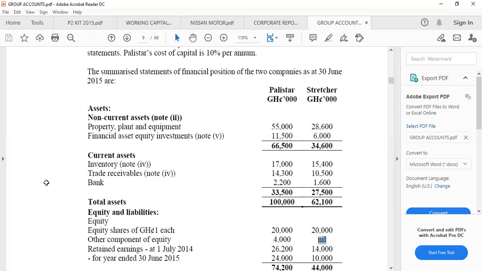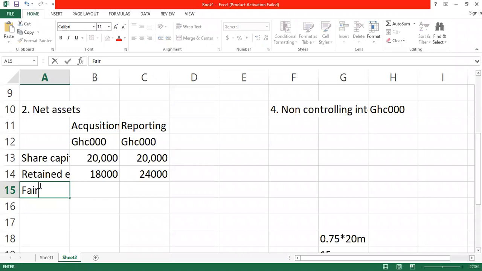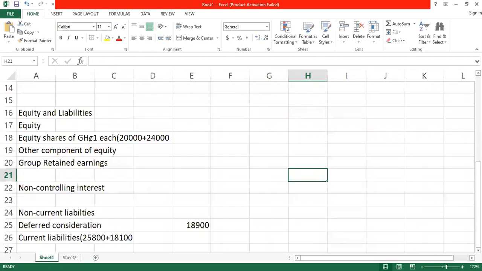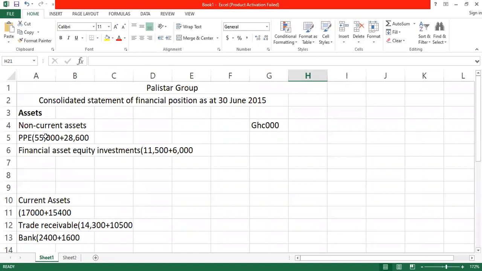So what we are going to do is that we come and do fair value adjustments here. Since this is going to reduce by 2,000, the new net asset will reduce by 2,000. The reporting will also reduce by 2,000, because it is these figures that we are topping up to get a reporting. If the acquisition is reducing, reporting will also reduce. So what will happen to the asset figure? We have to bring it down to 18,000, so we subtract 2,000 from our PP, isn't it?